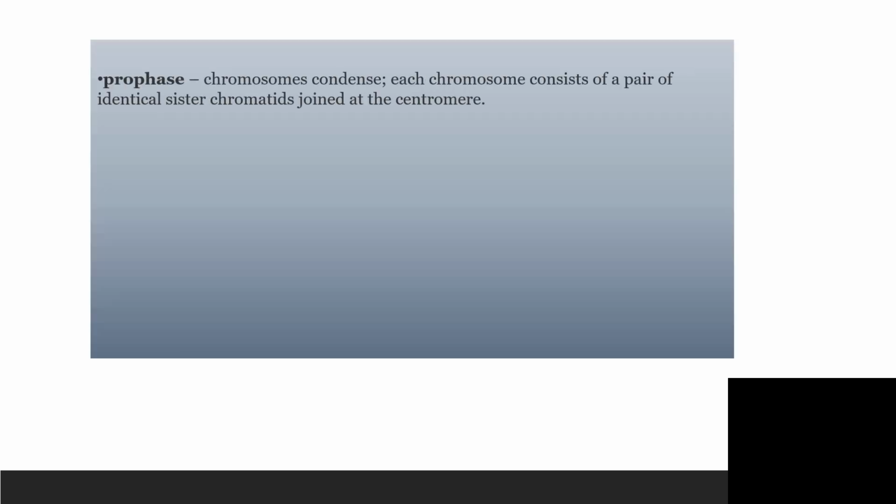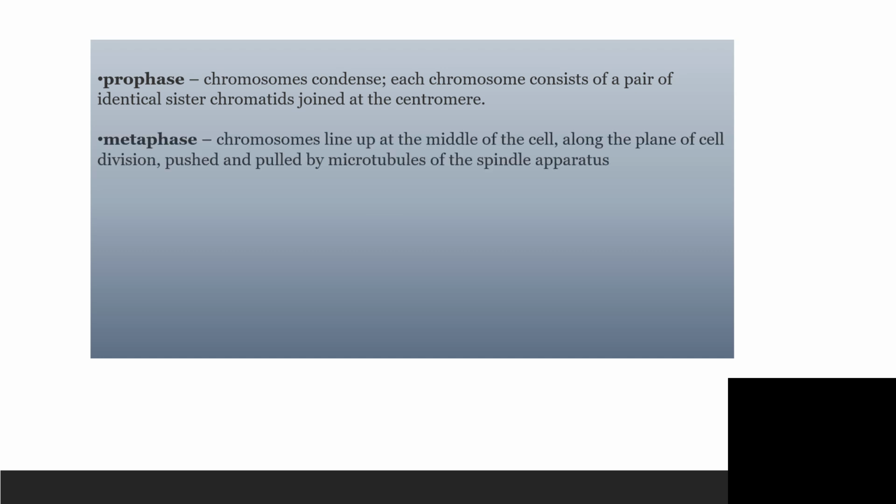So now these are the phases of mitosis. In prophase, chromosomes condense. Each chromosome consists of a pair of identical sister chromatids joined at the centromere. Metaphase, in this phase the chromosomes line up at the middle of the cell along the plane of cell division, pushed and pulled by microtubules of the spindle apparatus.